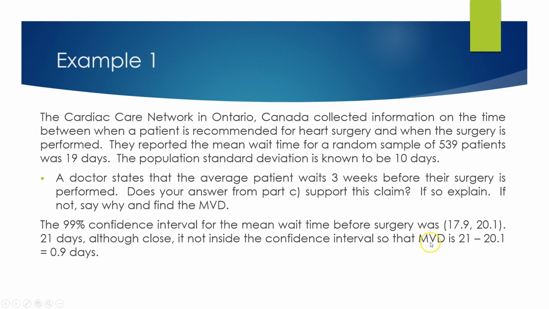But the reason we find the MVD is we don't want to just say, hey, you're wrong. We want to say, hey, you're wrong, and here's by how much. Because this doctor isn't off by very much. As a statistician working on this problem, I might say, upwards of 3 weeks would be, I don't know, sort of cheating, but would be more correct than saying the wait time is 3 weeks, because we've shown here that the wait time is not statistically 3 weeks. It's actually less than 3 weeks.